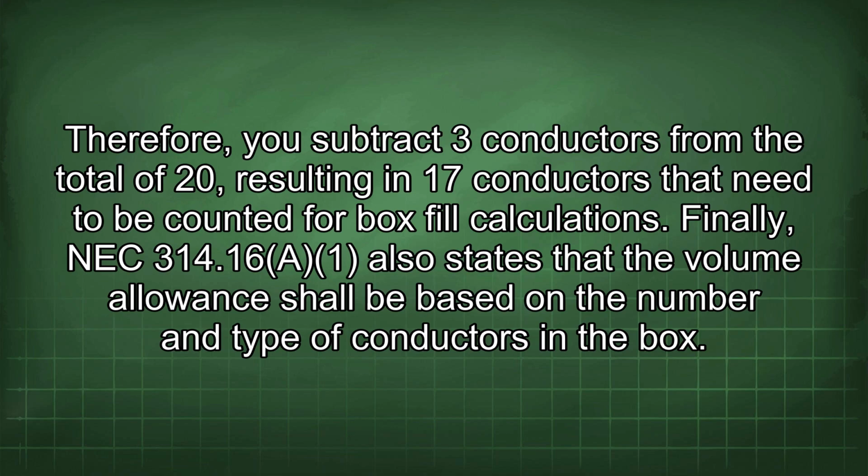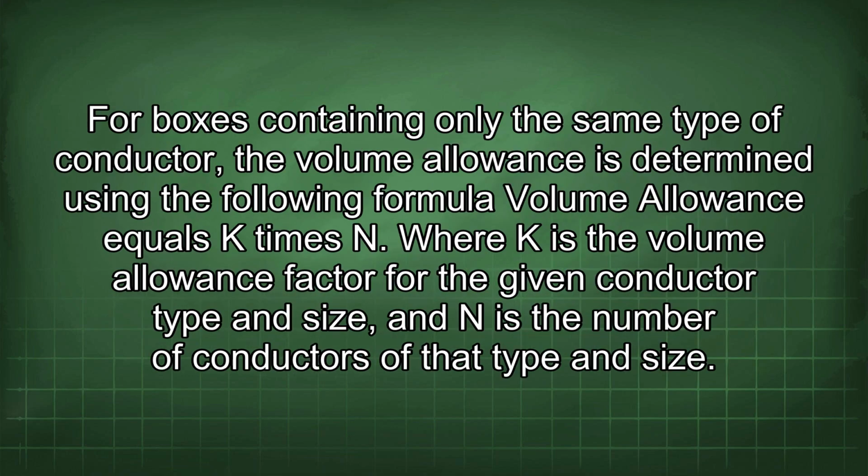box fill calculations. Finally, NEC 314.16(a) also states that the volume allowance shall be based on the number and type of conductors in the box. For boxes containing only the same type of conductor, the volume allowance is determined using the following formula. Volume allowance equals K times N, where K is the volume allowance factor for the given conductor type and size, and N is the number of conductors of the type and size.